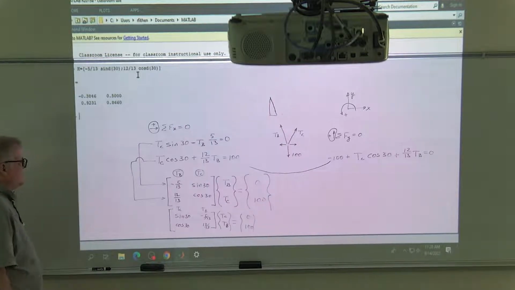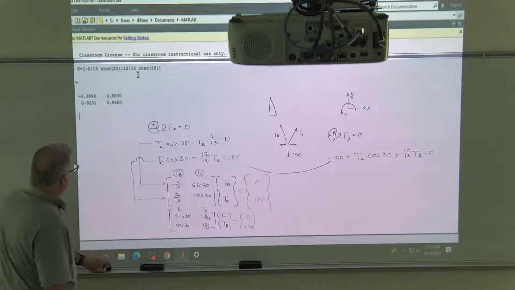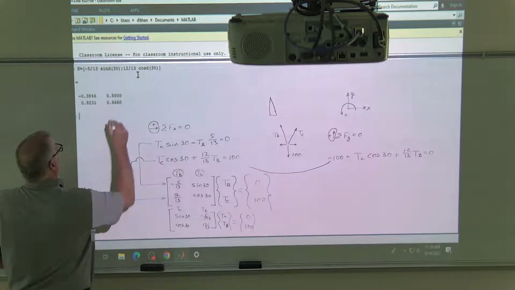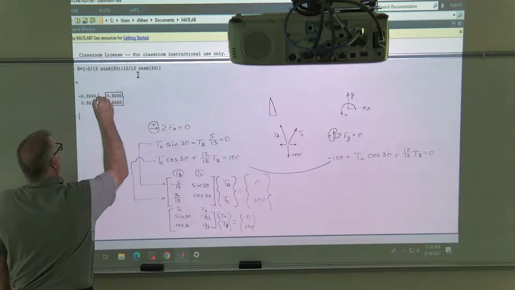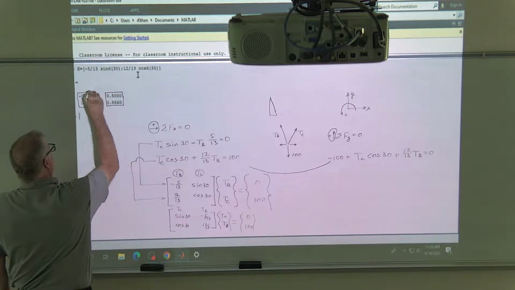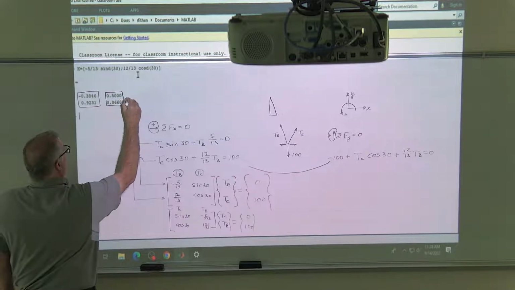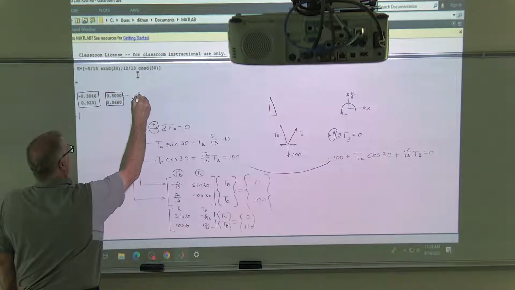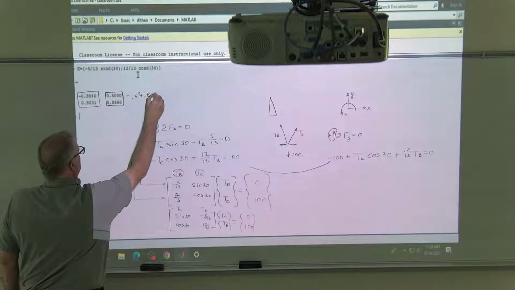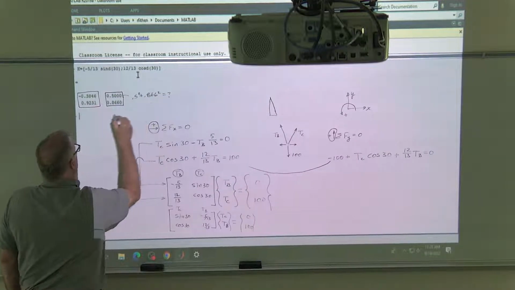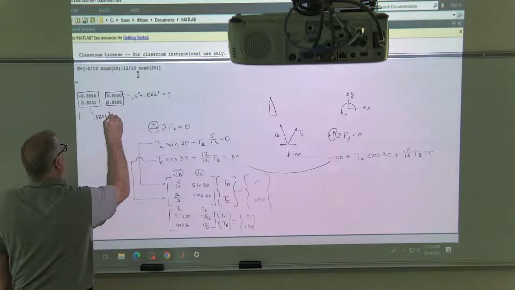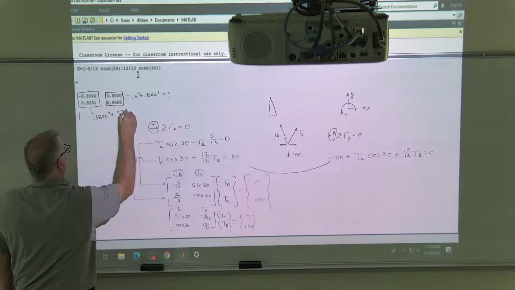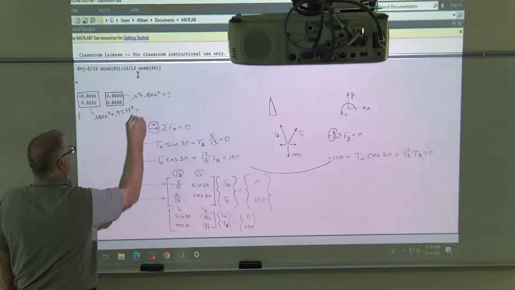Interesting thing here, and I'll go ahead and bring this up. What do you think? Let's do something interesting here. What do you think 0.5 squared plus 0.866 squared is? And what do you think 0.3846 squared plus 0.9231 squared is? Any idea?